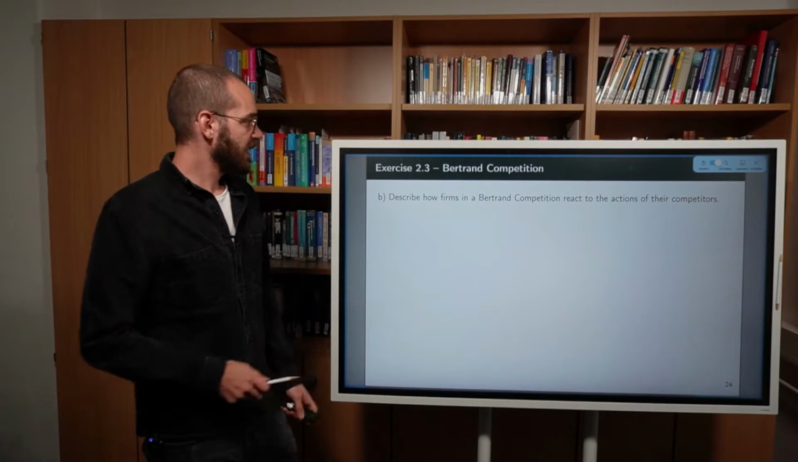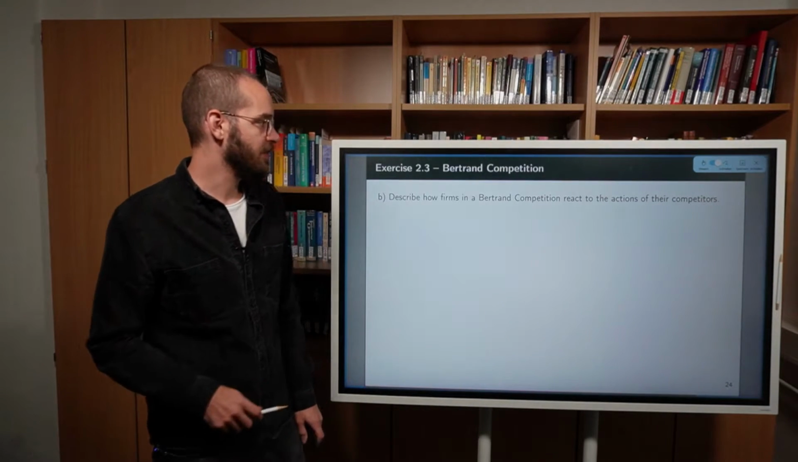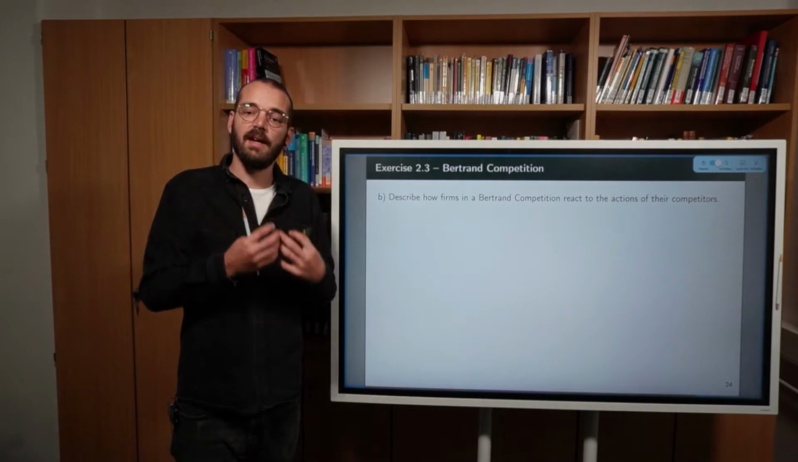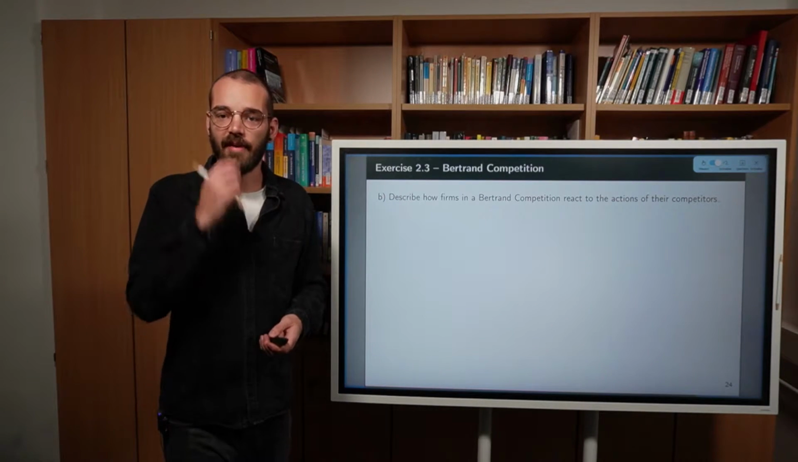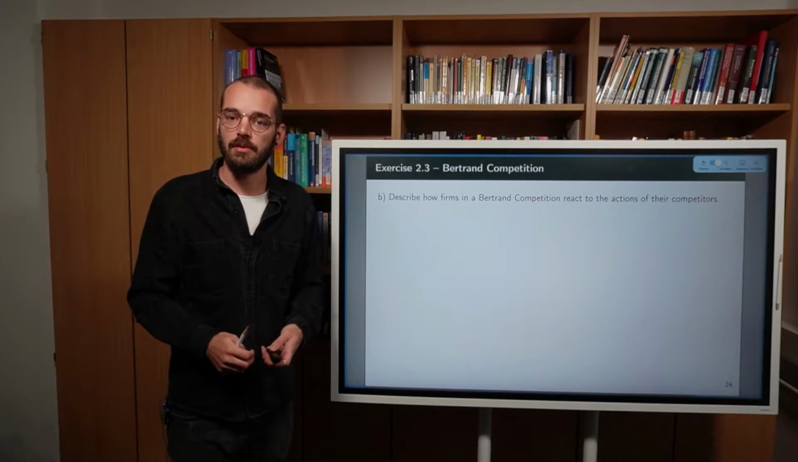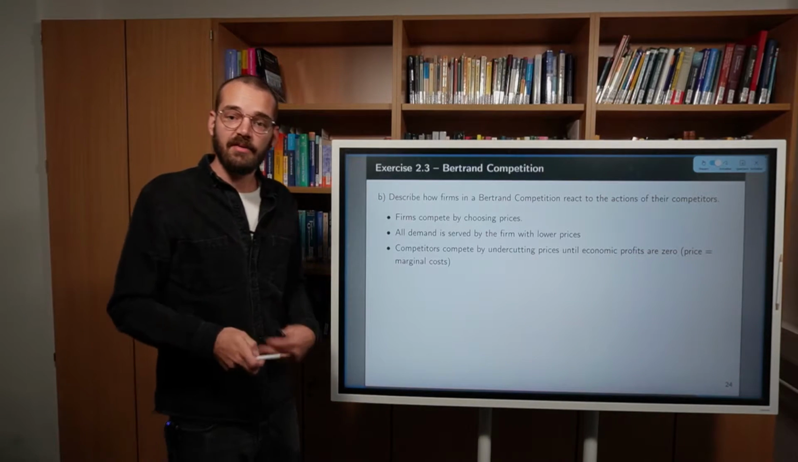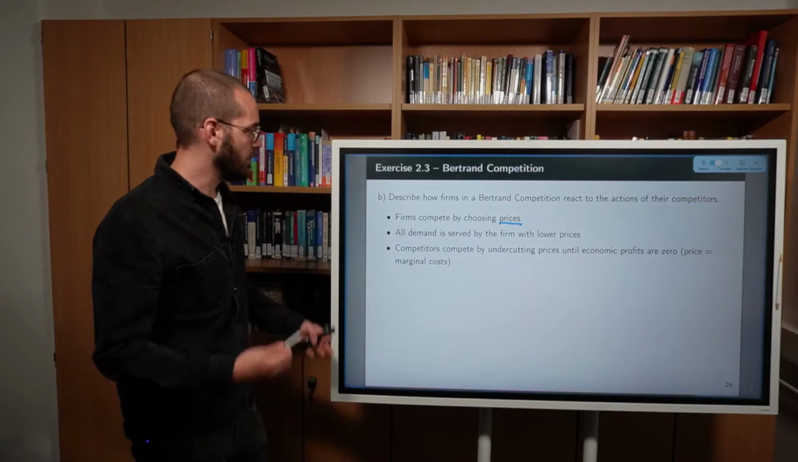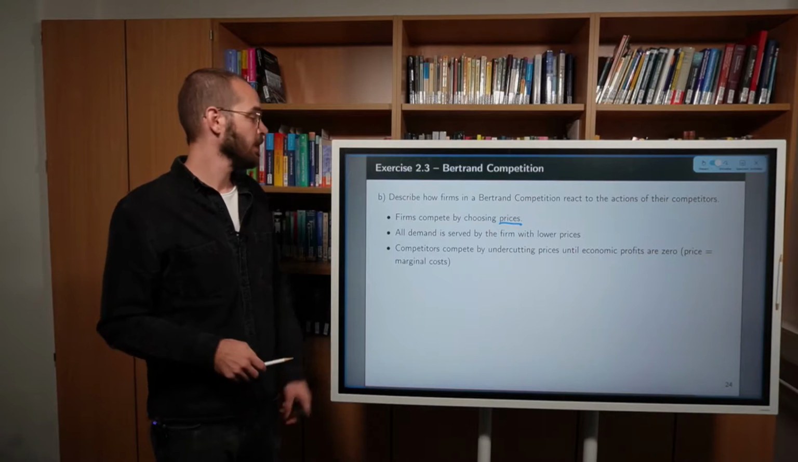Now in task B, we are asked to describe how firms in a Bertrand competition react to the actions of their competitors. So just so that they get a very general and conceptual idea of how firms are assumed to behave in this model. Okay? So we already identified that prices are the strategic variable of the firms. So firms compete by choosing prices, profit maximizing prices.